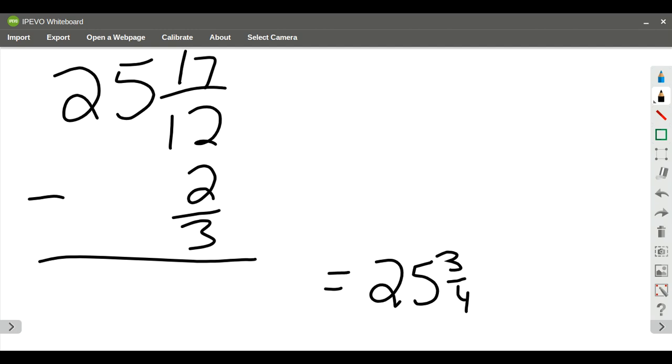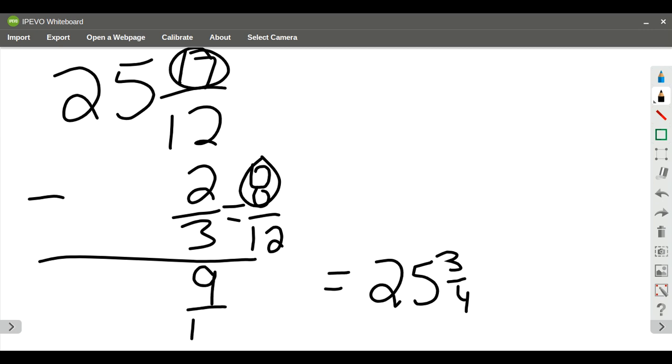This is why I didn't simplify it first, because 25 and 17/12 is going to be easier to work with as an improper fraction than having to find a common denominator. I can just take the 2/3 and make that into 8/12. And now I can simply subtract 17 and 8 and I get 9. So I have 25 and 9/12, which equals 25 and 3/4. So 25 and 3/4. So I need to simplify.